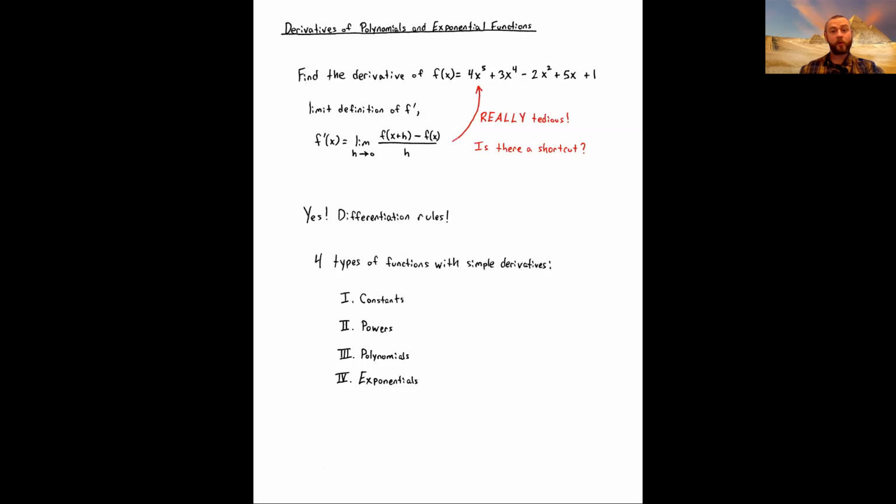And this is where in the course we're going to start to introduce what we'll call differentiation rules. Now, just to be clear, we're going to break this into 4 parts. The 4 parts being four very simple functions: constant functions, powers of x, polynomials, and then exponential functions. And these all have simple rules for their derivatives.